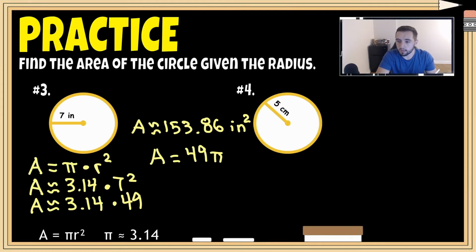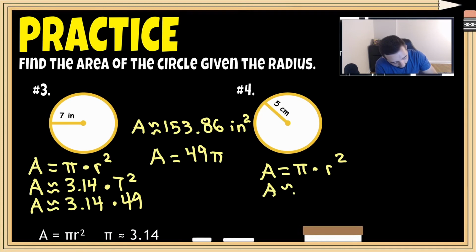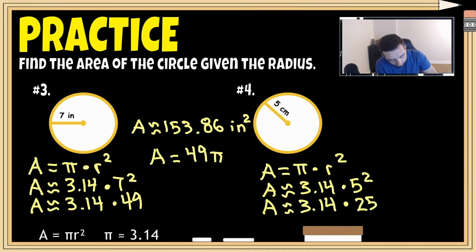Again, let's move that calculator out of the way. And for number 4, again, let's start out with our area formula. We have area equals pi times the radius squared. Again, approximating it, so area is approximately 3.14 times the radius, which is 5 squared. Okay, exponent first, so we have area approximately 3.14 times 25.